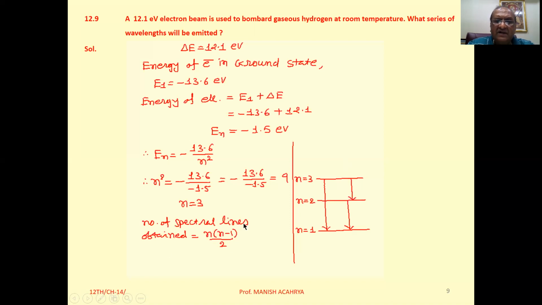Now this generalized equation, always remember, is useful for entrance examinations. The number of spectral lines obtained is equal to n into n minus 1 by 2. It implies that when the electron is in the nth state and transitions from the nth state to the ground state with multiple transitions, the total number of spectral lines obtained will be n into n minus 1 by 2. Here the electron is in the third state, so substituting 3, we get 3 into 3 minus 1 by 2. This 3 minus 1 is 2 and the 2s cancel, so your final answer will be 3. So you will get a total of 1, 2 and 3 spectral lines. Clear to all of you?